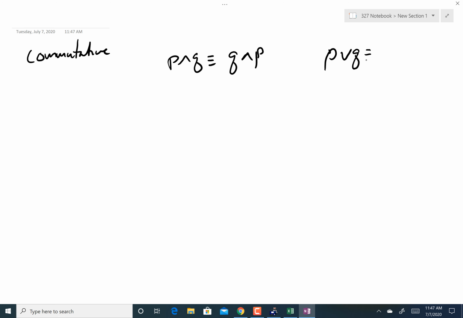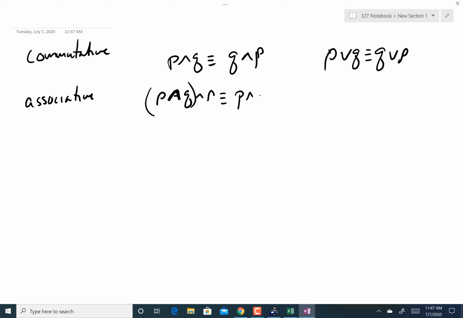Now, you might wonder, is the commutative property active? Of course it is. The commutative property: P and Q is logically equivalent to Q and P. We talked about that already. Is that true for the ORs? Yep, it's true for the ORs as well. Associative: P and (Q and R), it doesn't matter how you do them.